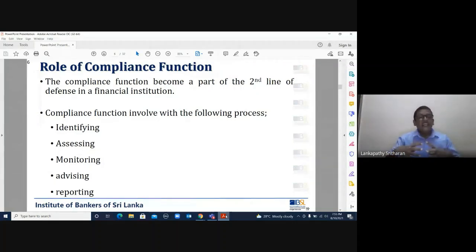And again, finally, from time to time, we have to submit reporting to the top management about the compliance function. So by compiling these things, we can say there are 5 steps or 5 processes involved in a compliance function. First one is identifying the compliance risk. Second one is assessing the compliance risk. Third one is monitoring the compliances continuously and advising about the compliances and regulatory requirements. And finally, the time-to-time reporting about the compliance function to the top. So these 5 steps are included in the compliance function of banks and finance institutions.